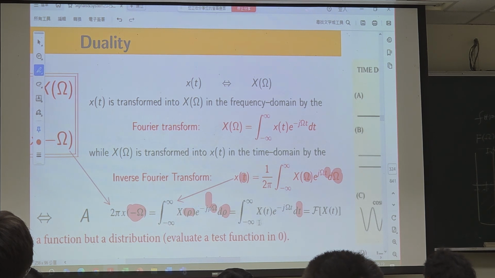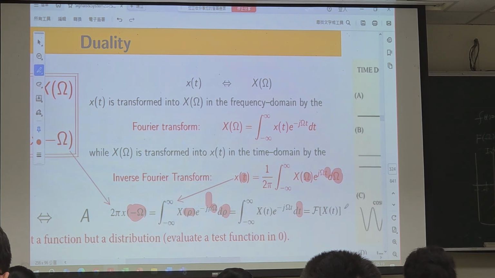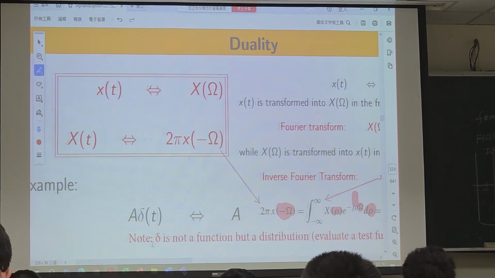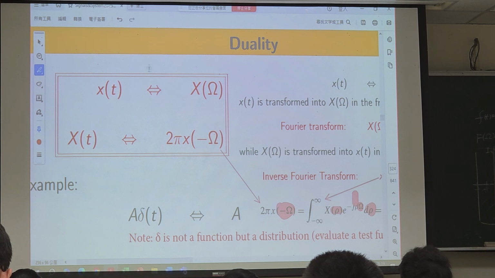So once you have t as the dummy variable, then this is simply the Fourier transform of capital X of t. So this is the duality of the Fourier transform.